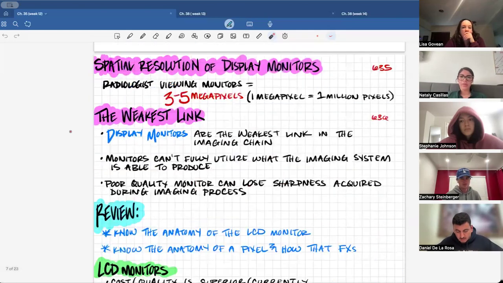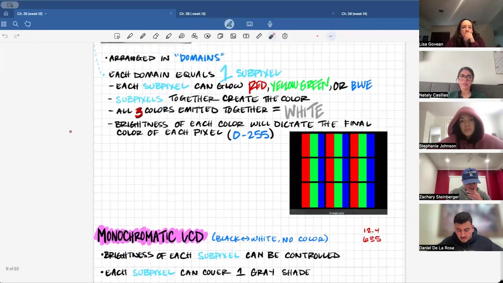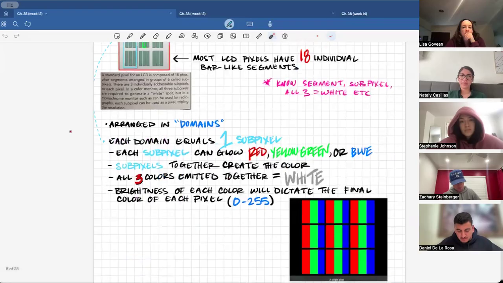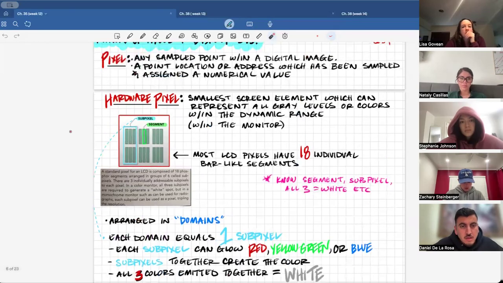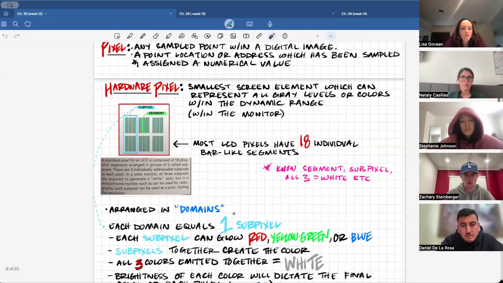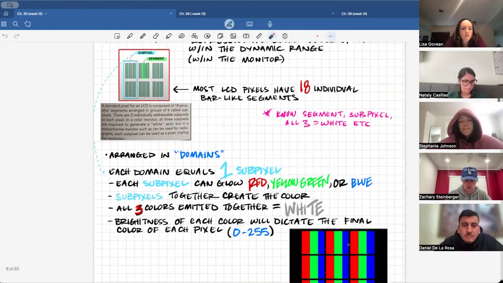Yeah. So each hardware pixel breaks down to 18 segments, but each subpixel is six segments. So there are three individual subpixels, and each one could make its own color. I think the colors are red, yellow, green, or blue. So each one of those three will be red, yellow, blue, or green. So they're able to make a color in between those, I believe. Yeah, that's what I got from that.